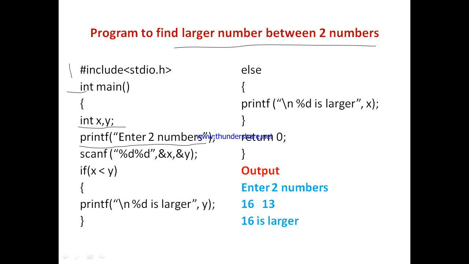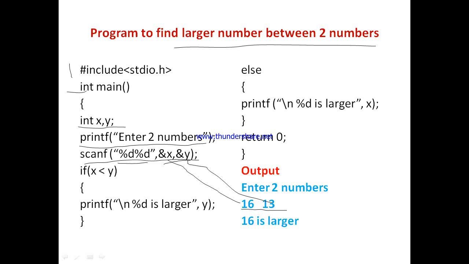Now here scanf percentage d, ampersand x, ampersand y. Here we have taken ampersand x and ampersand y for entering two values, and here we have also taken two format specifiers, percentage d. Now if we enter two numbers, 16 and 13, 16 is stored in x and 13 is stored in y.